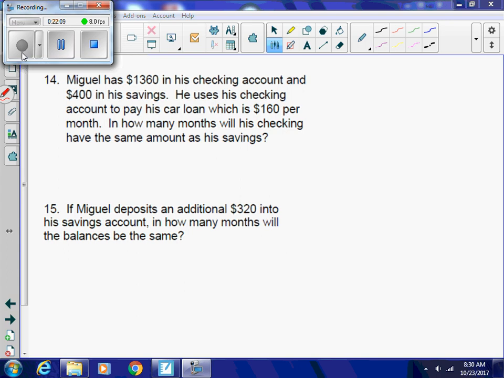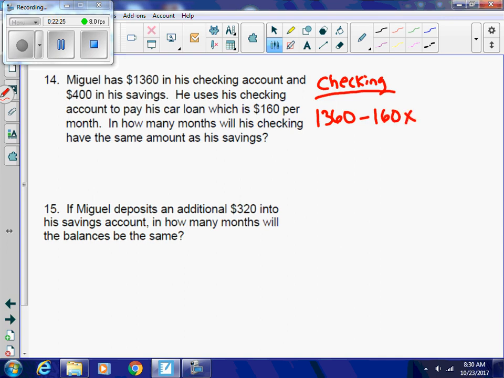Well, I know an expression for his checking account. Looks like this. He's starting off with $1,360, and he's taking away money because he's paying his car loan, $160 per month. And in his savings, nothing happens. He just has money in there. His savings just has the $400. And it's saying when will those be the same? Keyword, the same means equal. And we're going to solve for x.